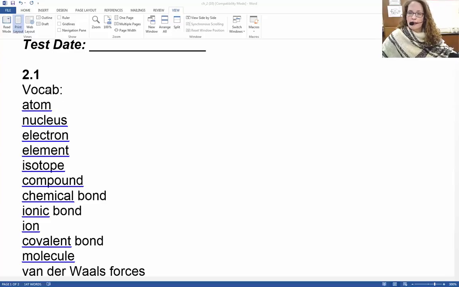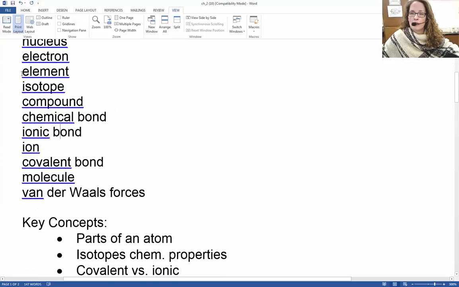Let's start with just a quick review. So you had to learn sections 2.1 and 2.2, which were review from physical science. And if you remember, we covered these in groupings. So atoms, nucleus, electron went together. You had to know the structure, the charges, elements, isotopes, compounds, chemical bonds. Elements and isotopes went together. Make sure you know the difference.